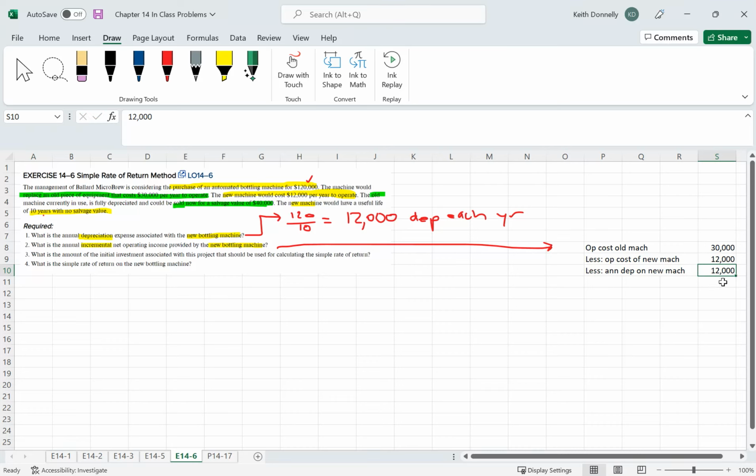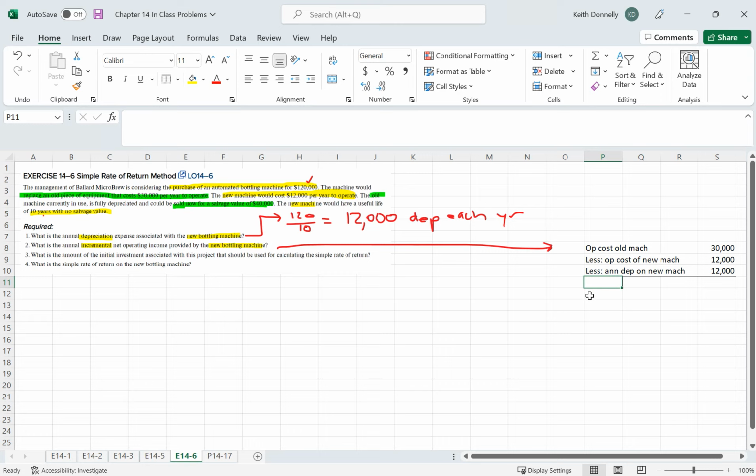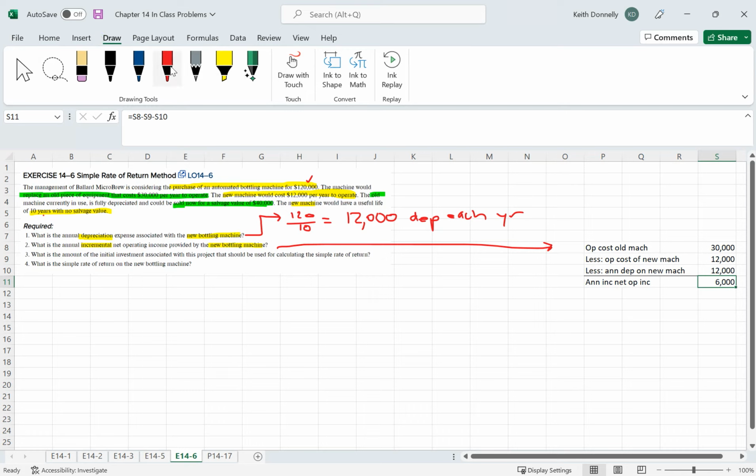So basically, let me put that in there. Our annual incremental net operating income by virtue of buying the new machine is going to be $30,000 of expense minus 12 minus 12. We're looking at $6,000 of annual incremental operating income. In other words, by virtue of buying this new machine, between what it's going to save us in operations as well as the annual depreciation, we're going to have $6,000 more of operating income each year. All right, so we've done 1, we've done 2.